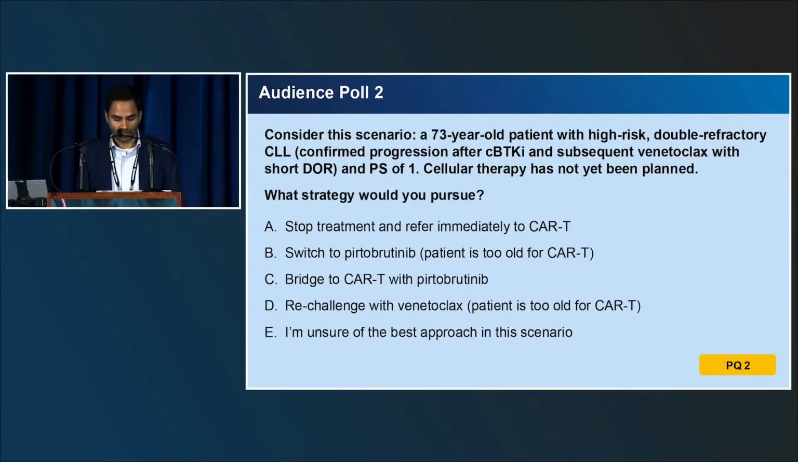Let's consider an alternative scenario, a 73-year-old patient with high-risk double refractory CLL, so has had a covalent BTK inhibitor, progressed on it, also has had venetoclax with a short duration of therapy, and has a performance status of 1. So let's assume that cellular therapy has not yet been planned. For this patient, what treatment strategy would you pursue? Would you stop whatever their treatment is currently and refer them immediately for CAR T-cell therapy, switch to pirtobrutinib, a non-covalent BTK inhibitor? You feel the patient is too old for CAR T. Bridge them to CAR T using pirtobrutinib, potentially re-challenge with venetoclax, or not sure of the best scenario?